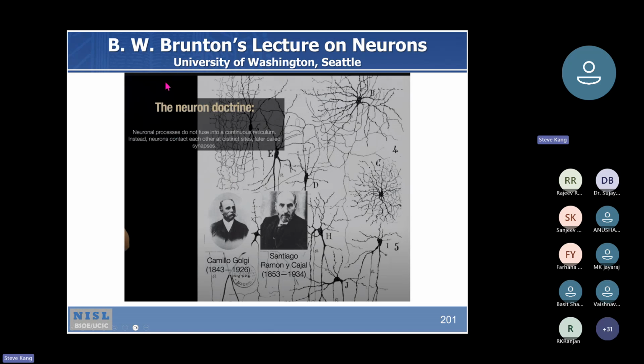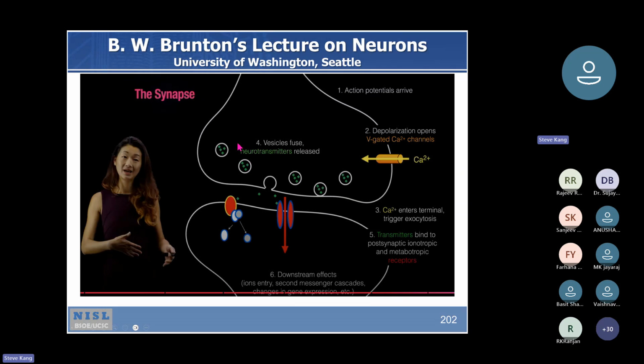And then there's also a University of Washington, Seattle lecture on neurons. So neuron processes do not fuse into a continuous reticulum. Instead, neurons contact each other at distinct sites called synapses. So neurons are connected through synapses. So there is an axon, and then through a synaptic junction, it is connected to the next neuron and so on. So this lecture here talks about how signals propagate through a synapse.